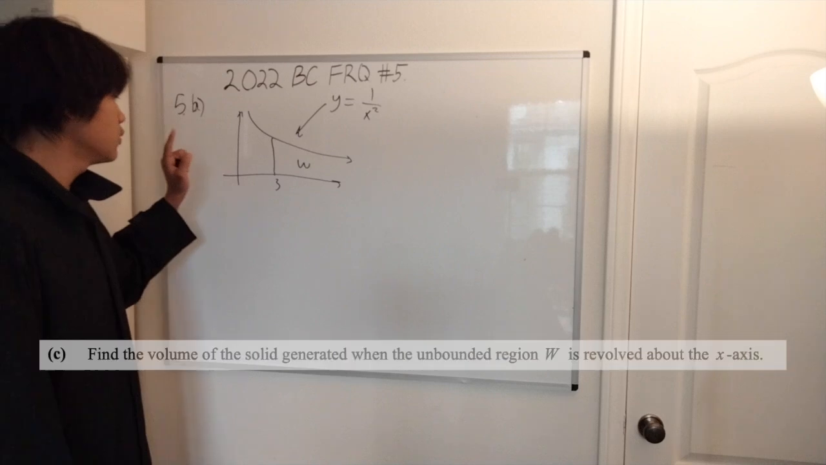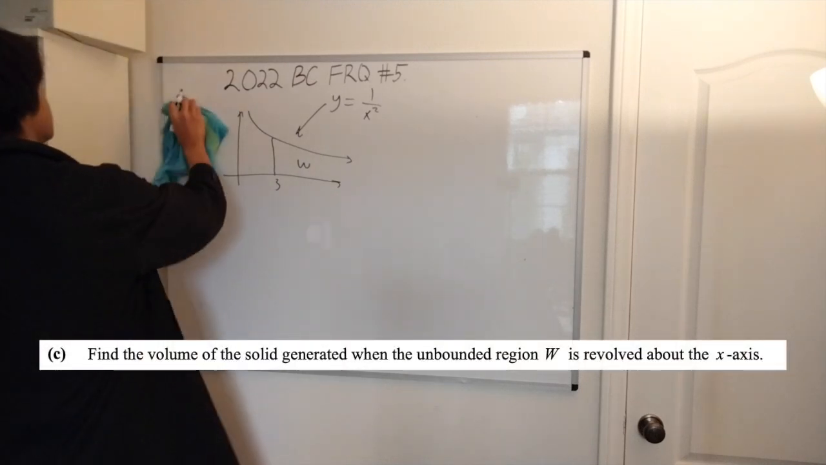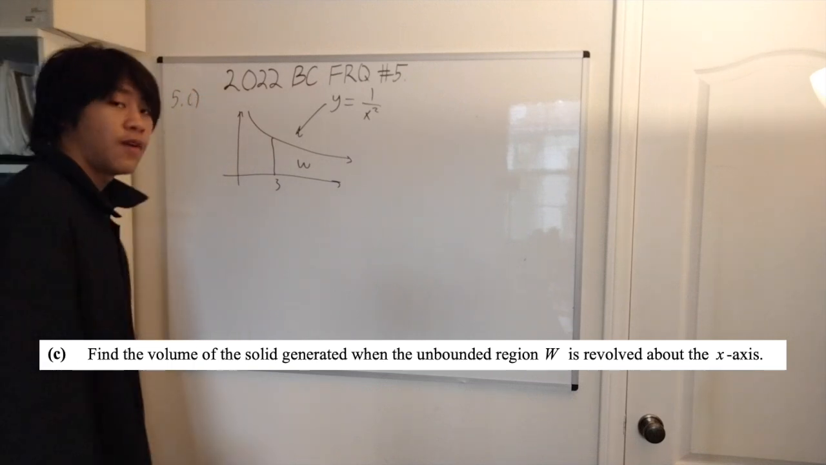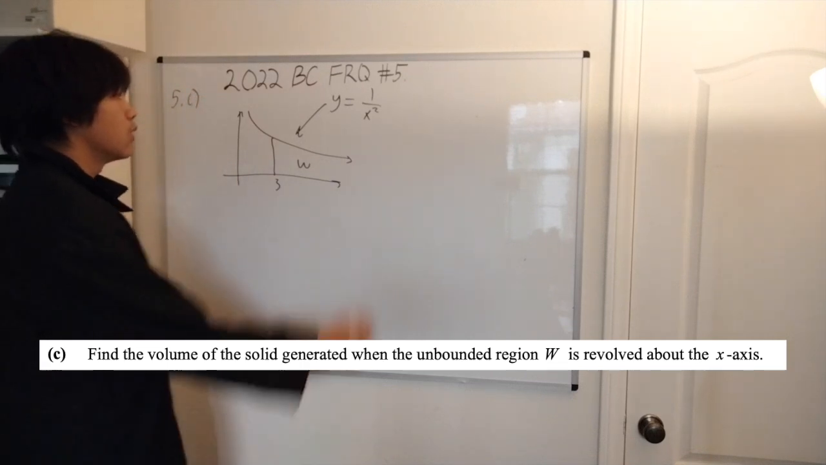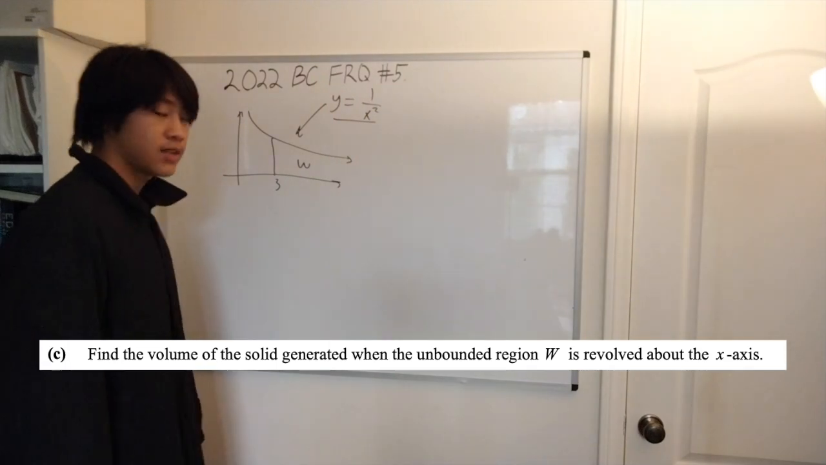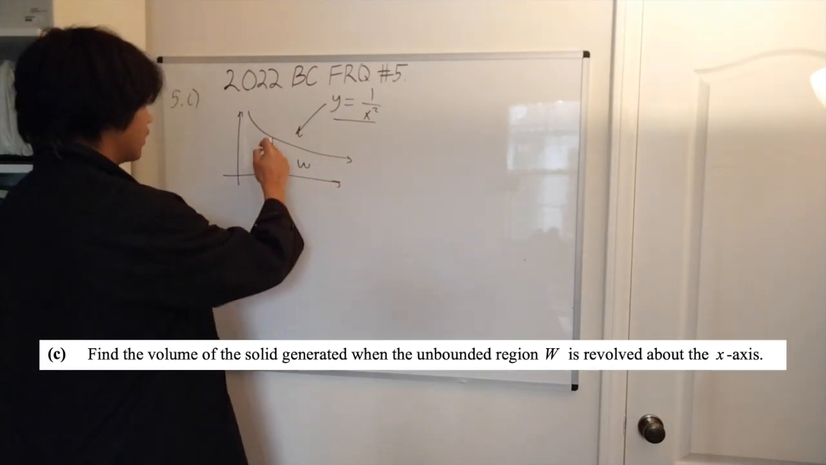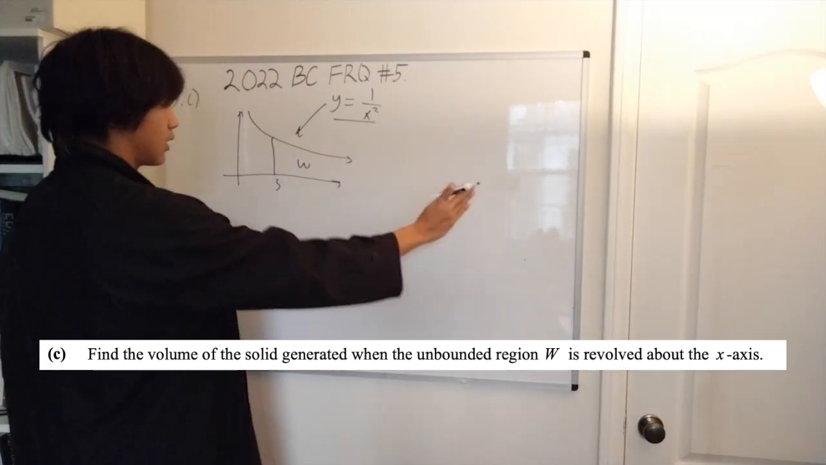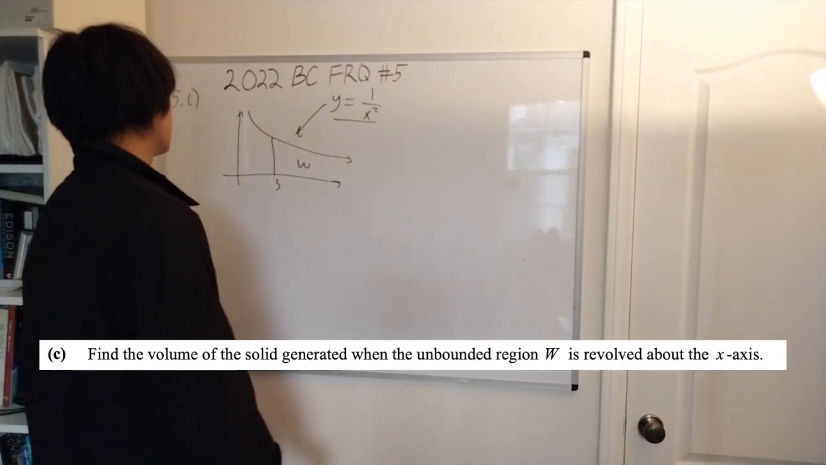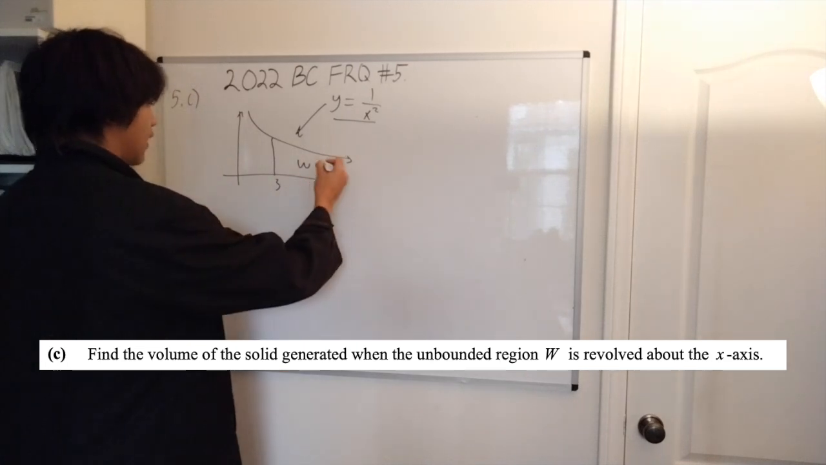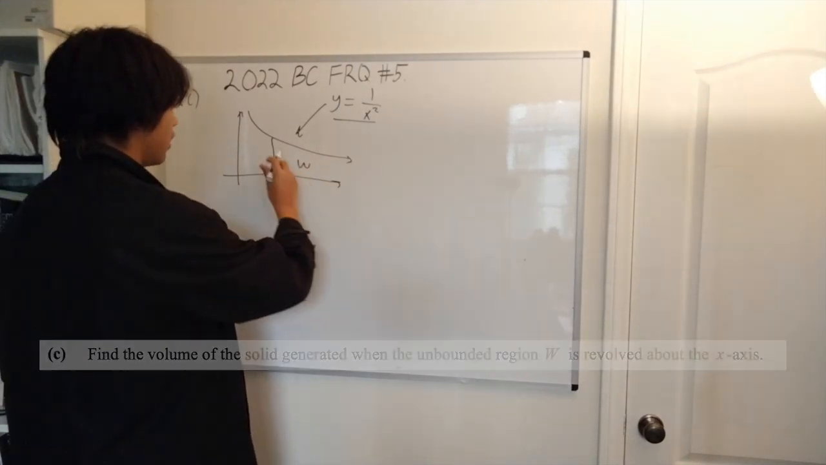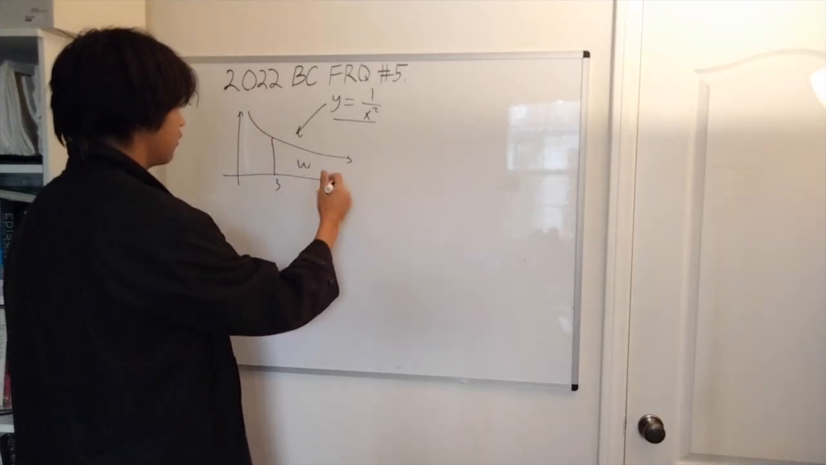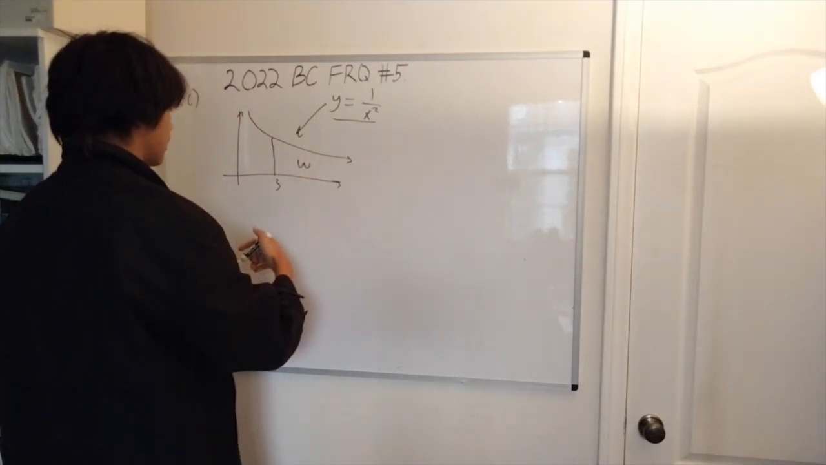Let's move on to 5c. So 5c uses graph 2, which is now y equals 1 over x squared, which is this curve, and it's bounded from 3 to infinity. So it starts at 3 and goes to infinity. So C asks us to find the volume when this area, which is bounded from 3, bounded by the x-axis, and this curve is rotated around the x-axis.